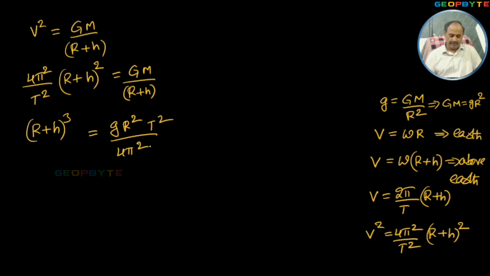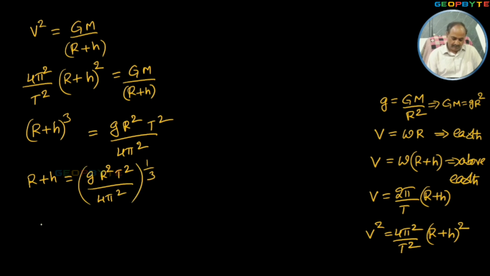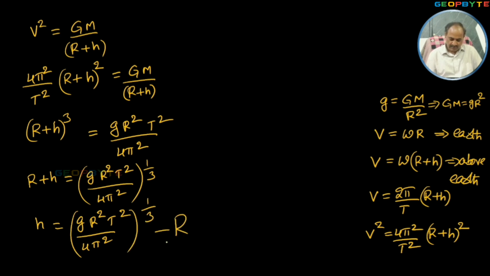Listen carefully. You should be very careful while we are discussing in the limited space. From this, r plus h equal to (g r square T square by 4 pi square) whole power 1 by 3. Then h equal to (g r square T square by 4 pi square) whole power 1 by 3 minus r. That is the height of satellite formula from the earth surface.